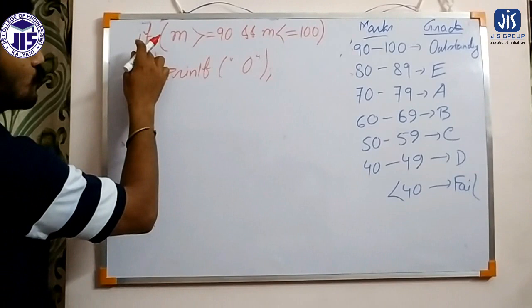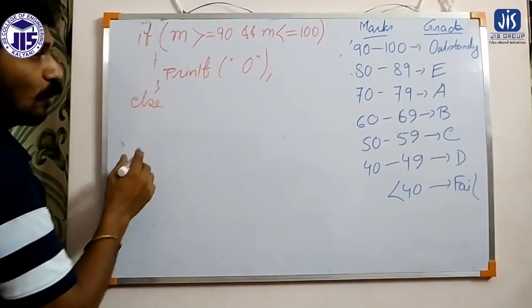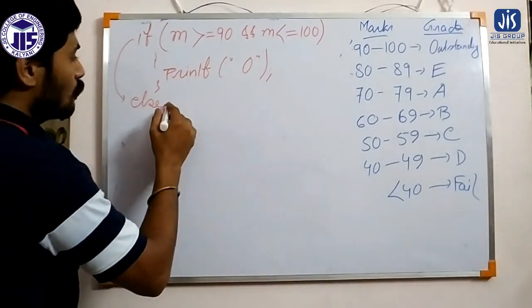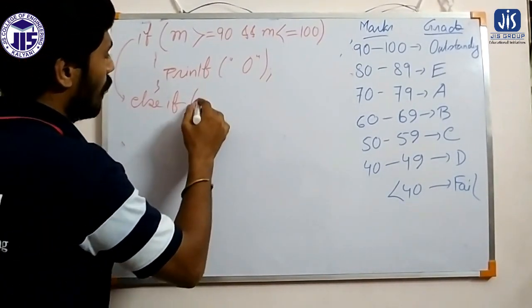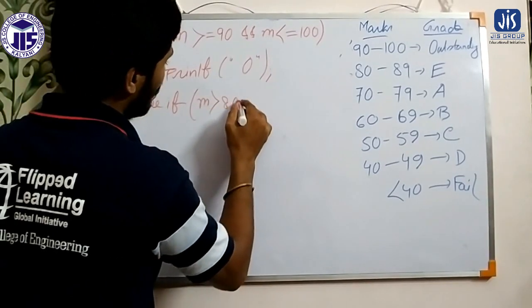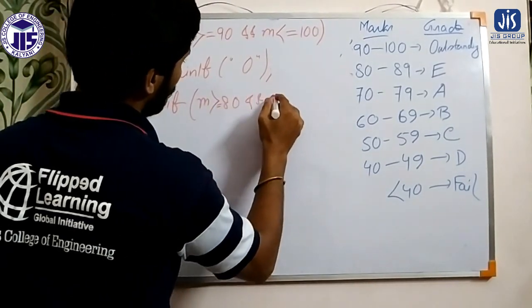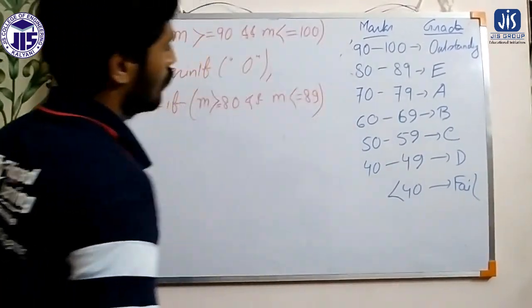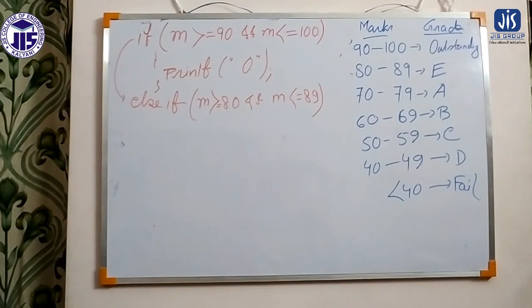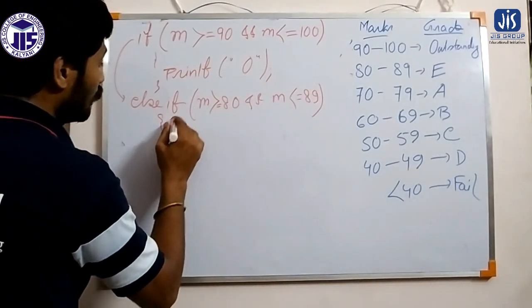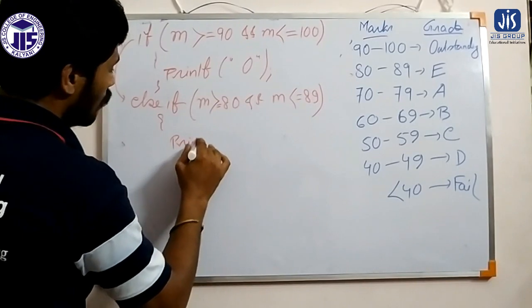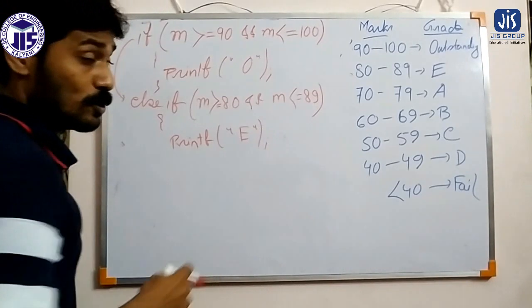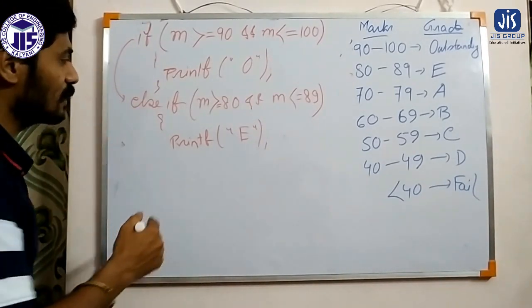And if it is false, then else. If it is false, then it will come to the else, and when it comes to the else, it will check the second range, that marks is greater than or equal to 80 and marks is less than or equal to 89 or not. That means within the range of 80 to 89. So it will print if this is true, because we always write the true statement first, then we write the false statement.